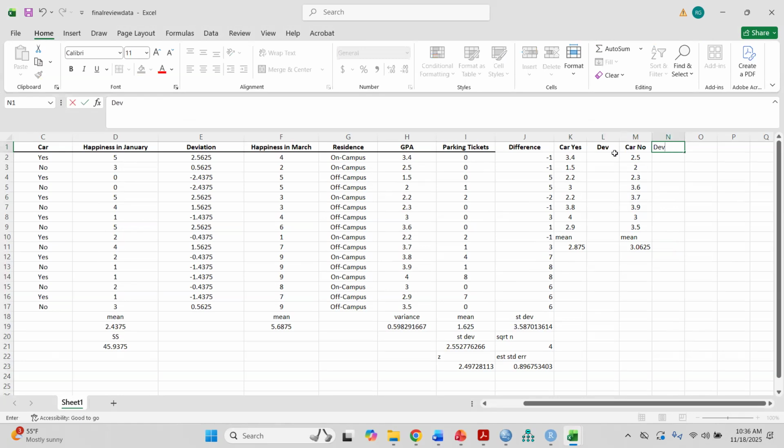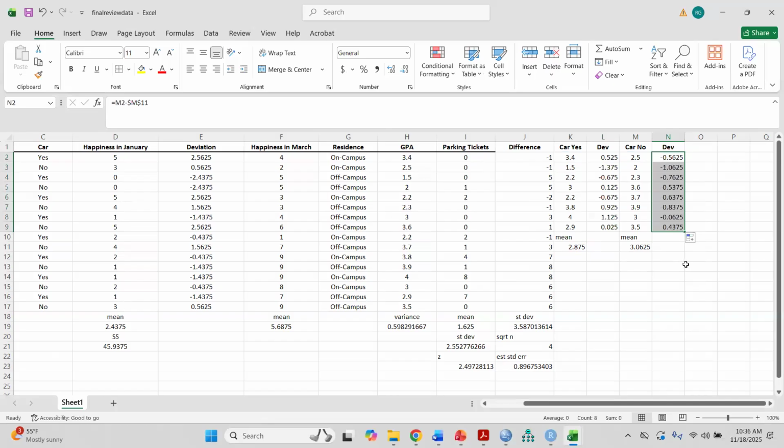Deviation scores. How do you do that? Equals the first score minus the mean for that group. Put in some dollar signs, drag that down. Do the same thing over here. Equals the first score minus the mean. Put in some dollar signs. Drag that down. Okay, we've got the deviation scores.